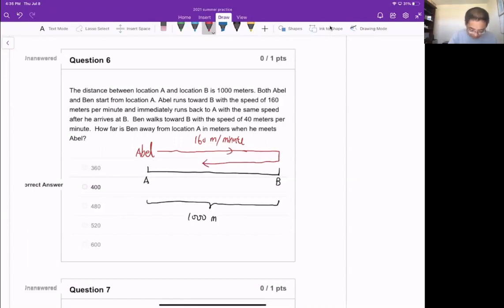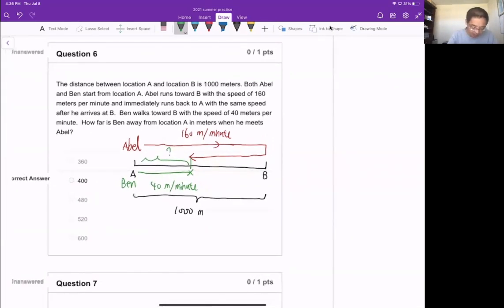Ben walks toward B with a speed of 40 meters per minute, and then they will meet at some place. The question is, how far is Ben away from location A, which means what is the distance when they meet at some point between A and B? Well, because we know Ben's speed is 40 meters per minute, in order to find the distance, we just need to know the time.